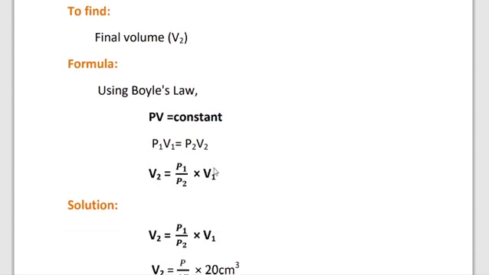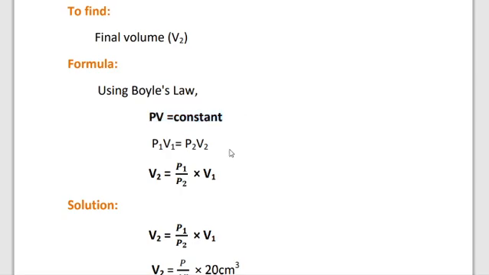Then formula using Boyle's law, PV equals constant. We know about Boyle's law. When the temperature of a gas is kept constant, the volume of a fixed mass of a gas is inversely proportional to its pressure. That means P is inversely proportional to V. Or for an invariable mass of a perfect gas at constant temperature, meaning the temperature is not changed, the product of its pressure P and volume V is constant. So, PV equals constant. This is the Boyle's law equation.